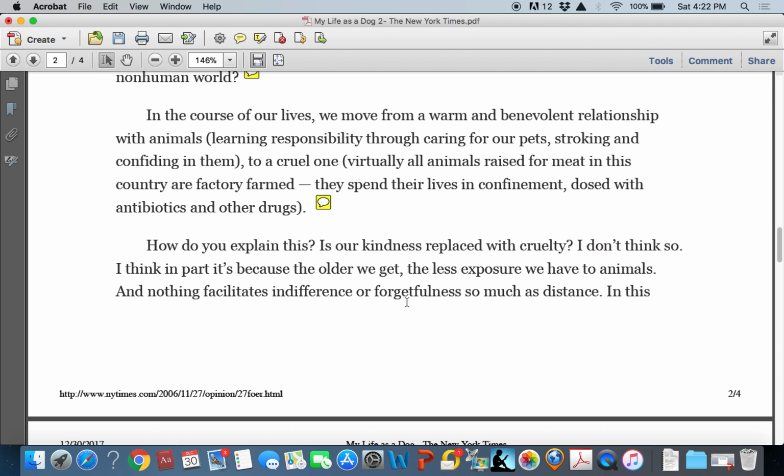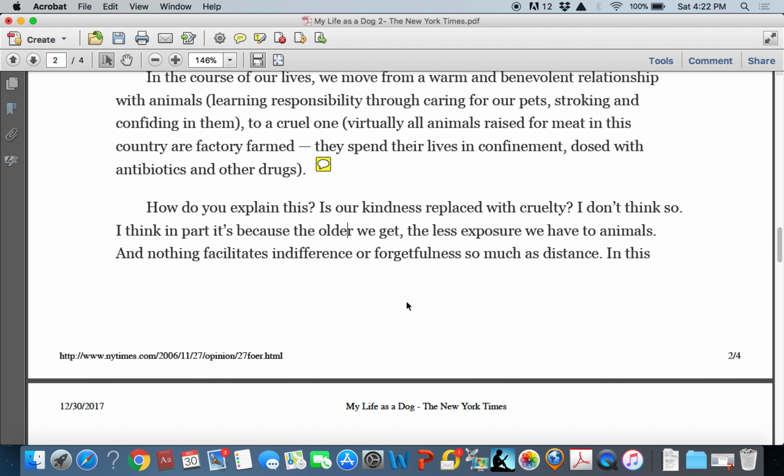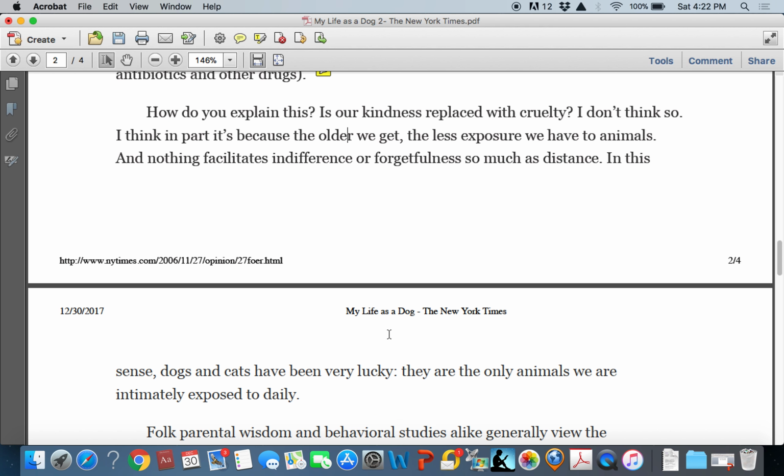How do you explain this? Is our kindness replaced with cruelty? I don't think so. I think in part it's because the older we get, the less exposure we have to animals. And nothing facilitates indifference or forgetfulness so much as distance. In this sense, dogs and cats have been very lucky. They are the only animals we are intimately exposed to daily.